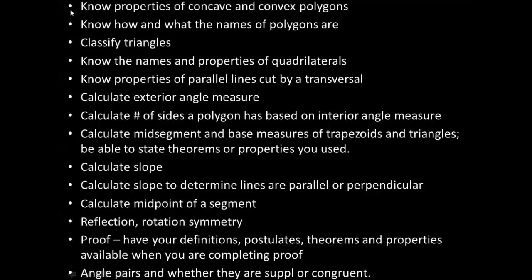Now, know properties of concave and convex polygons. Know how and what the names of polygons are, such as triangle, quadrilateral, pentagon, hexagon, and so on. Classify triangles. Know the names and properties of quadrilaterals. Know properties of parallel lines cut by a transversal. Calculate exterior angle measure. Be able to calculate the number of sides a polygon has based on the interior angle measure. Calculate midsegment and base measures of trapezoids and triangles and be able to state theorems or properties that you used.